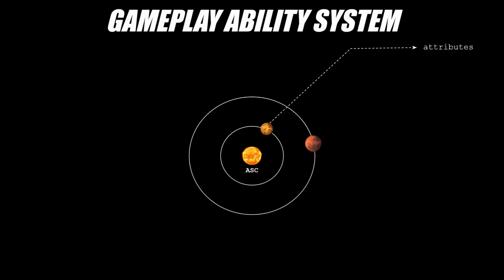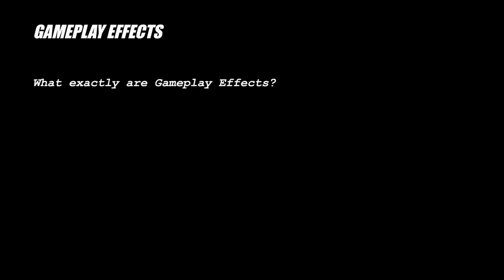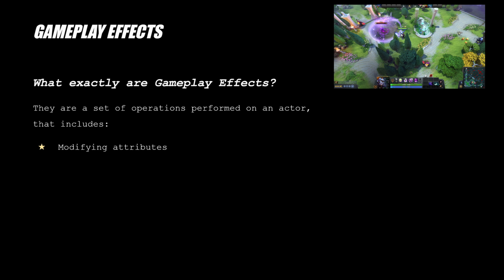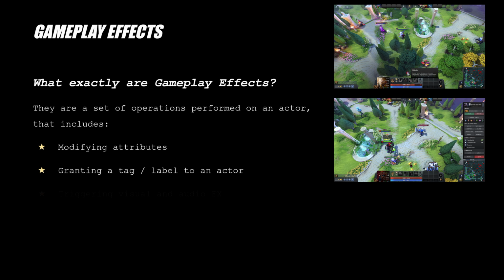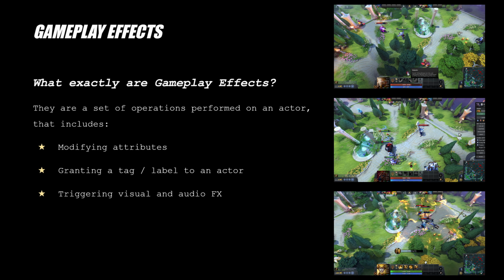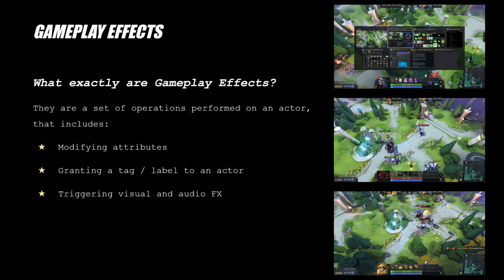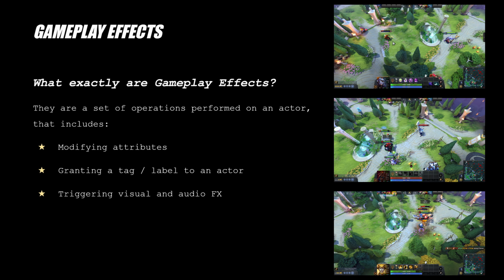We now move to the second planet of the GAS solar system, the gameplay effects. So by game design, what exactly are gameplay effects? Gameplay effects are a certain set of operations that we can perform on an actor. These operations include modifying attributes, granting a tag or a label to an actor, triggering visual and audio effects, and so on. Sometimes it can be any one of the mentioned operations, and other times, all of them.